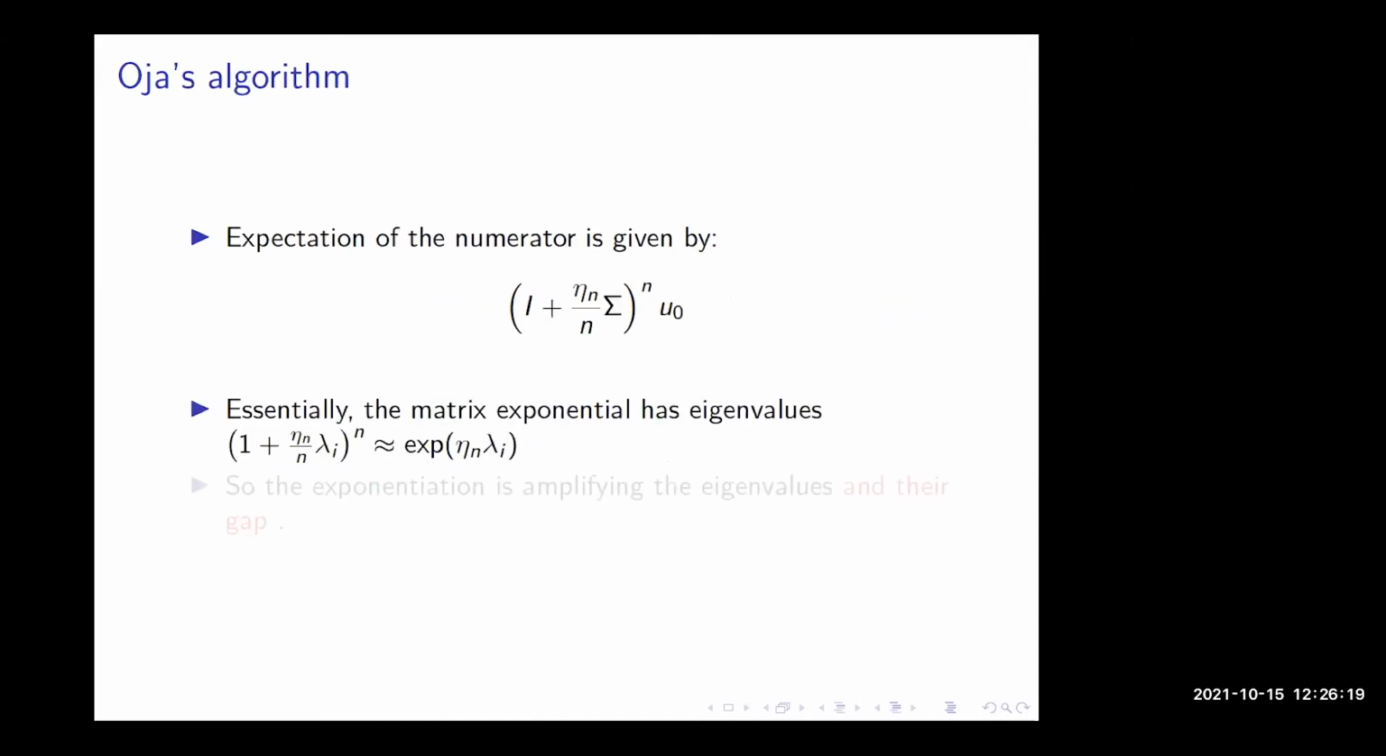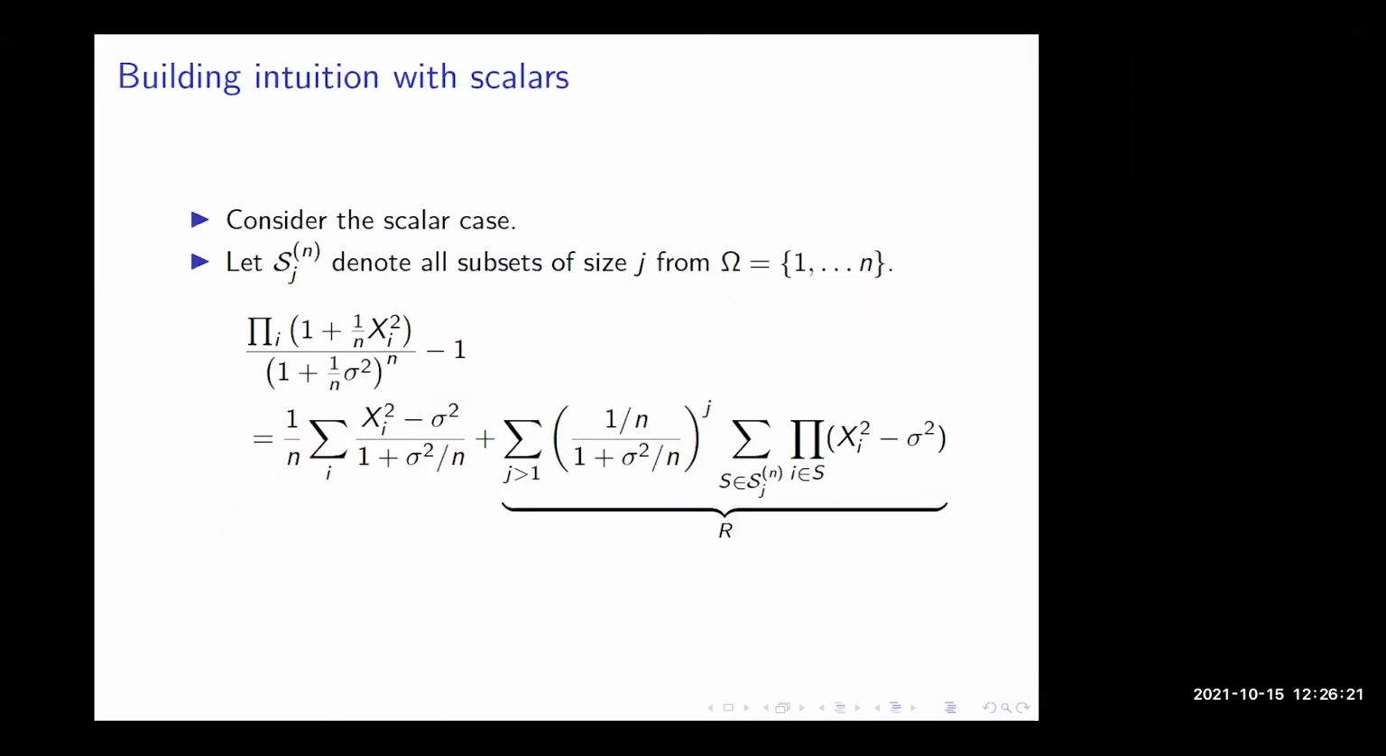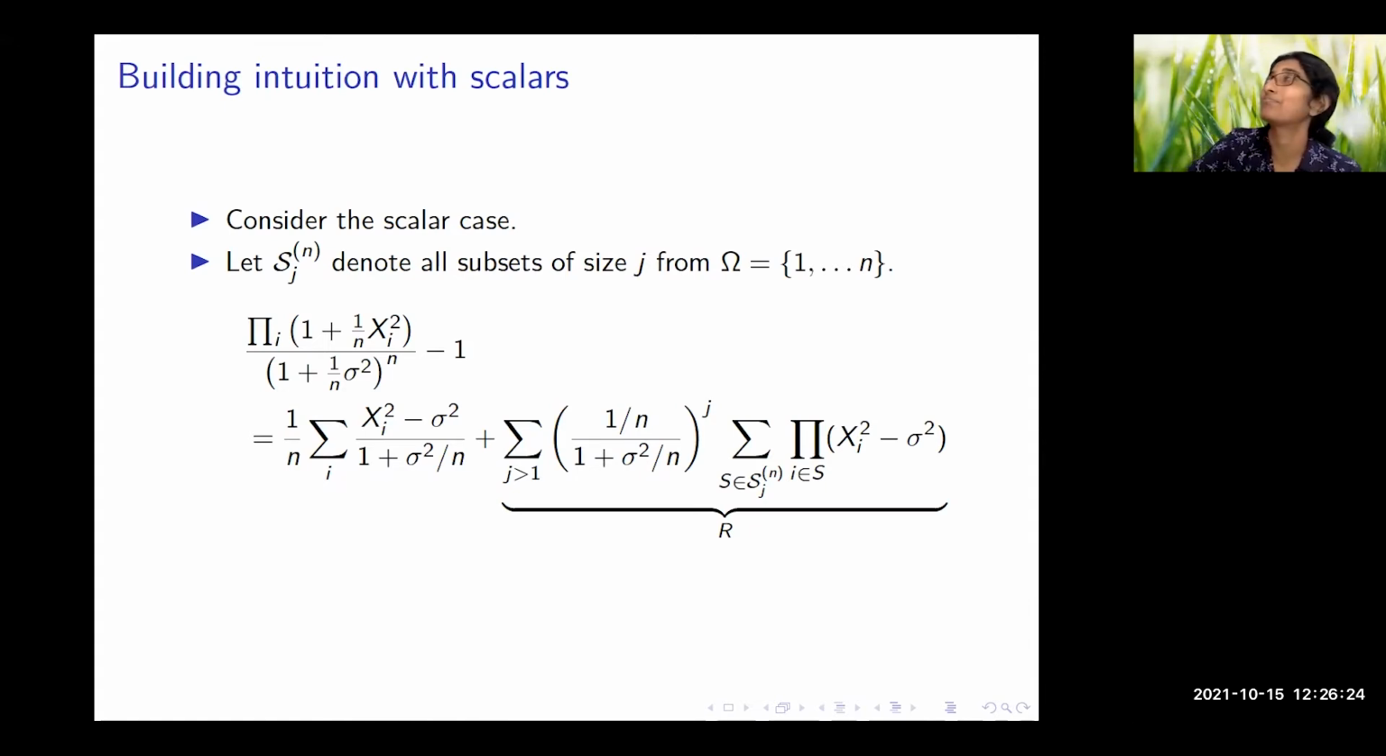Right. So I'm going to just show you a really simple scalar case, and I'll skip some of the calculation. But I think this gives you a fairly nice idea of what's happening. So let's just do a scalar case where no xi transpose, just xi squared. And my eta n is 1. So I'm just going to say that the numerator is a product of 1 plus xi squared by n, and divided by, that's essentially the denominator you have. It's basically just the expectation of that thing.